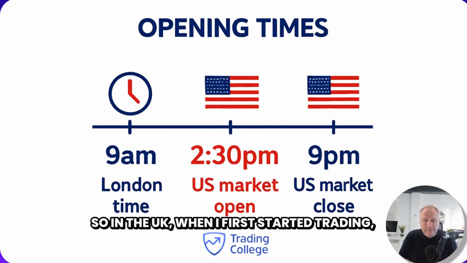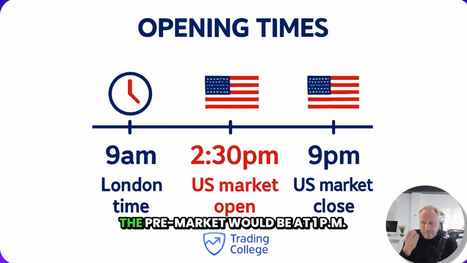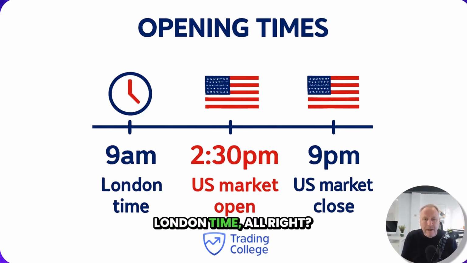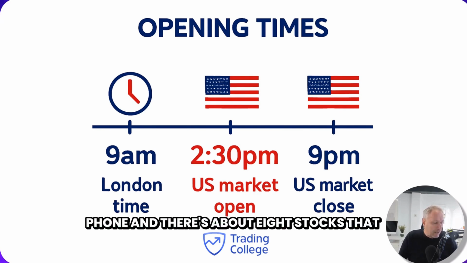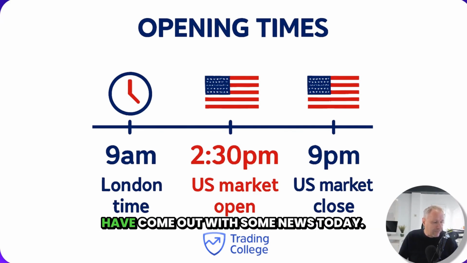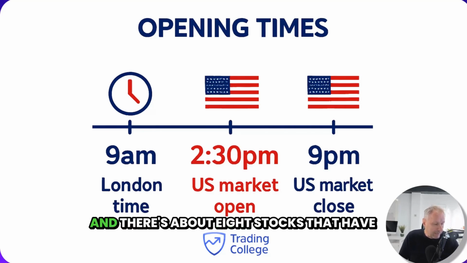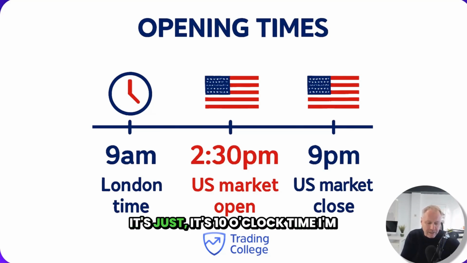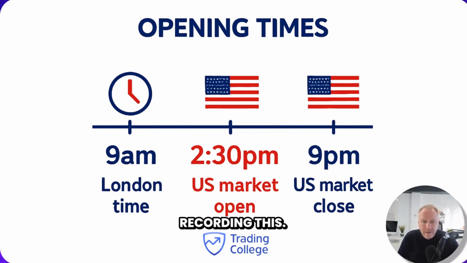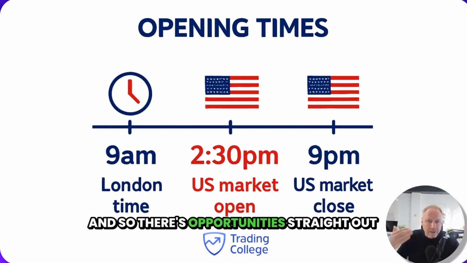So in the UK, when I first started trading, the pre-market would be at 1 p.m. London time, all right? And now it's 9 a.m. pre-market. 9 a.m. in the morning, we can start trading US shares. Now, it's early, it's really early, but I'm just looking at my scanner on my mobile phone, and there's about 8 stocks that have come out with some news today. In fact, even more now as I update the list. And it's 10 o'clock as I'm recording this in the morning, and so there's opportunities straight out the gate.